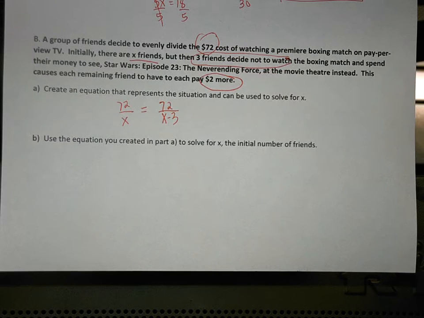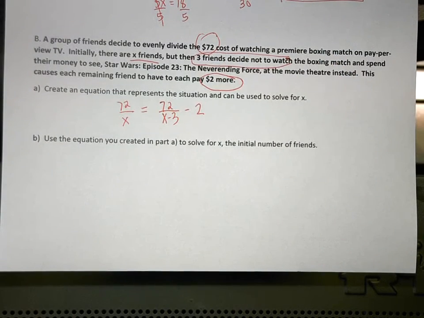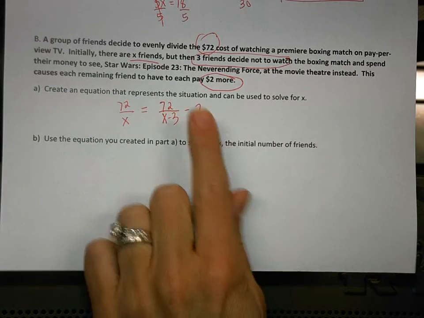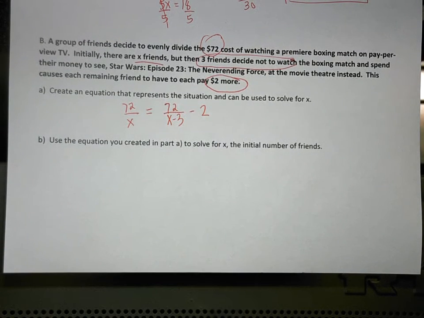Plus 2x. Close. It's not going to be adding 2, and it's not going to be X, because we're not adding people, right? We're adding money. Just plus 2. Close. It's actually going to be subtracting 2. Okay, so real quick in your groups, I want you to talk about why we are subtracting 2 on this side versus adding 2. So try talking to each other.